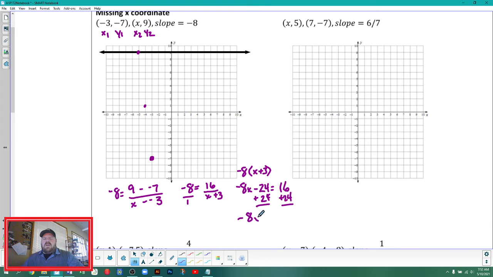And negative 8x is going to equal, thinking too much now. Gosh, yeah, thanks. 40. Divide by negative 8 on both sides. And it looks like we have x is equal to negative 5, which our graph shows the same thing. Shows an x coordinate at negative 5.